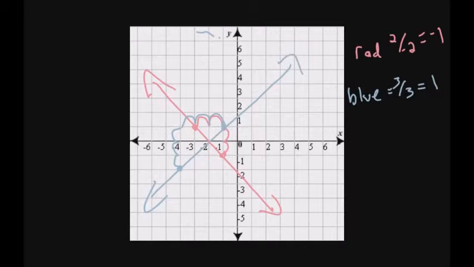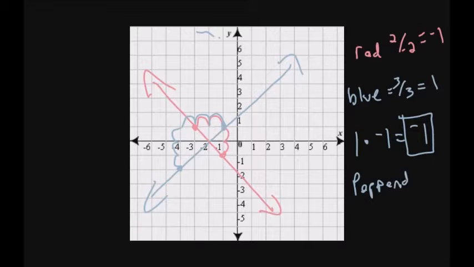But what you need to do to see if it's perpendicular is multiply them. 1 times negative 1. 1 times 1 is 1, negative times a positive is negative. If you get an answer of negative 1, then you know the lines are perpendicular. So anytime you multiply the slopes and get an answer of negative 1, your lines are perpendicular. So let's look at this another way.